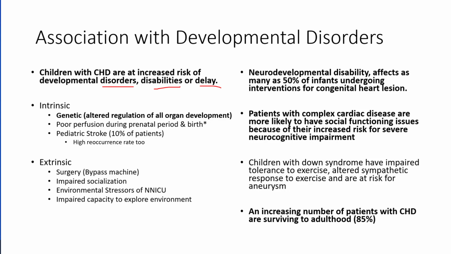There are some intrinsic causes, some of them being genetic. Some of the same genetic changes that may lead to a neurocognitive disorder or disability may also have effects on the cardiovascular system, most notably Down syndrome. It's the same genes that are changed that affect the cardiovascular system. Quite often the kids with Down syndrome have a congenital heart defect or some sort of changes to their vascular system. We see this as well, I believe, in cerebral palsy.